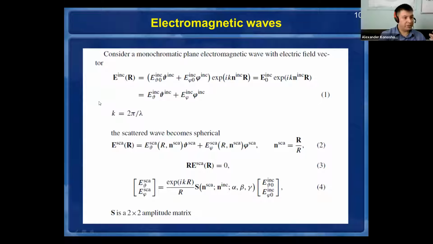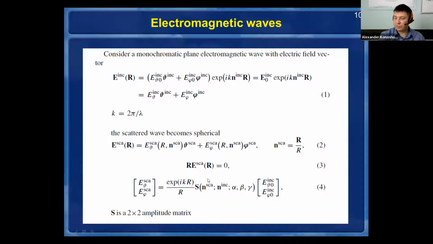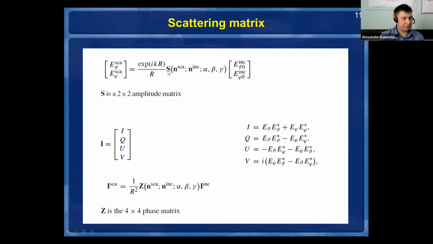And if we are just concerned with electromagnetic scattering, the usual task, we suppose that there is an incident electromagnetic field and a scattered field, and there is a 2x2 amplitude matrix that can transform the incident field to the scattered field. This is the usual solution, but not very good for LiDAR applications. If we are talking about LiDAR applications, we go from this 2x2 amplitude matrix, this S matrix, to the 4x4 phase matrix.